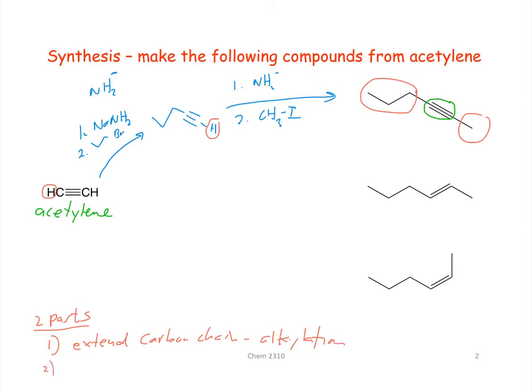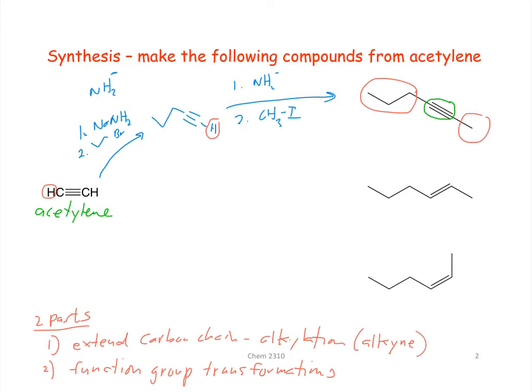And then the second part is going to be manipulating the functional group. So we can just call these functional group transformations. Remember that so far we can only do these alkylation reactions with an alkyne. We can't do it with an alkene.